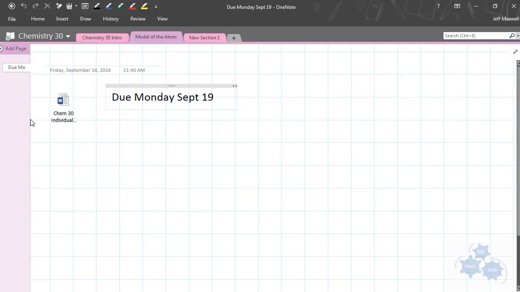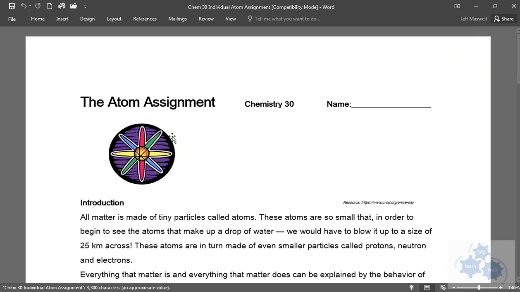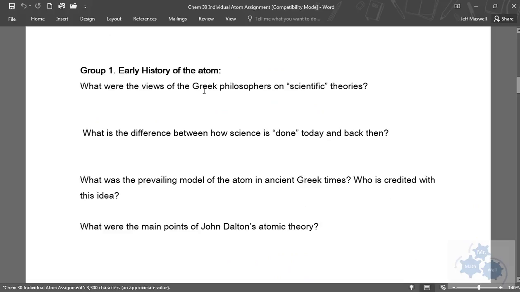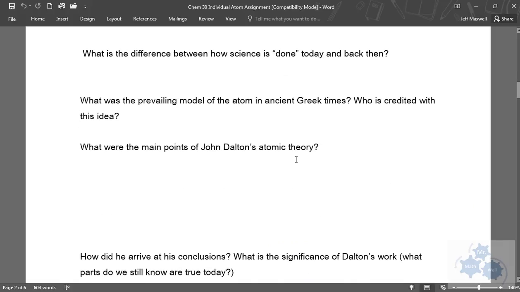centuries, and I'll just bring this up here real quick, from ancient Greek philosophers discussing theories of science to John Dalton, and we'll go over this assignment a little bit, maybe more in depth another time. But John Dalton, theorizing atoms as kind of solid balls, and each one is a little bit different for each element, and they combine in whole number ratios.